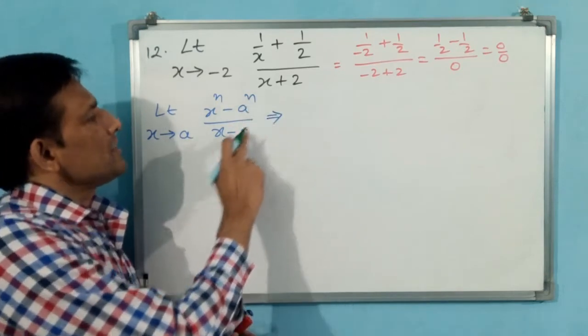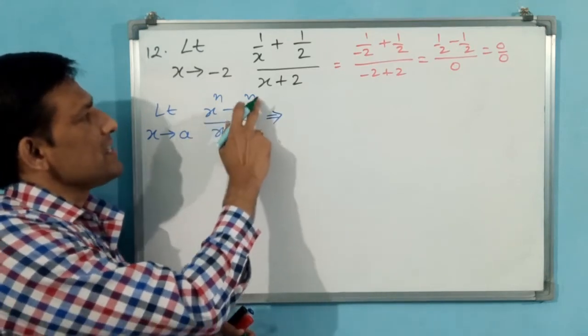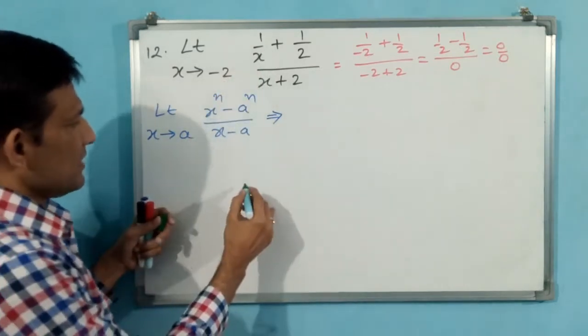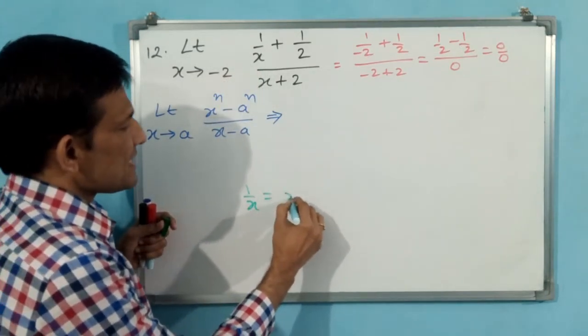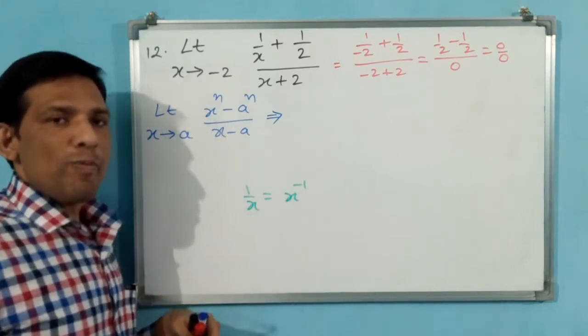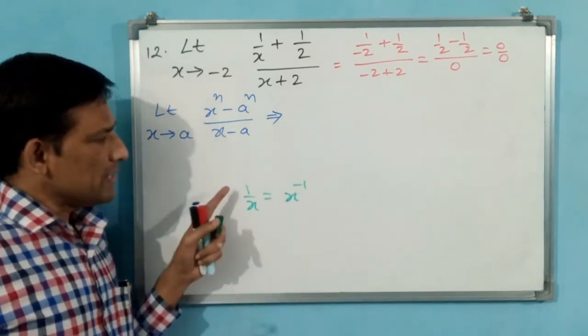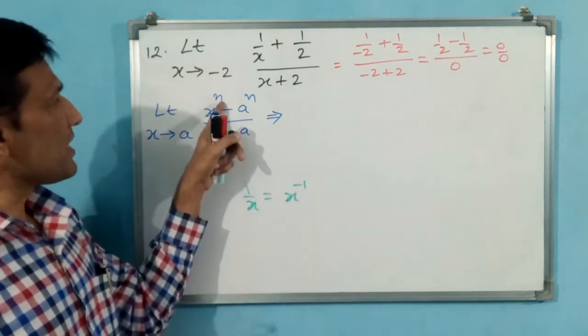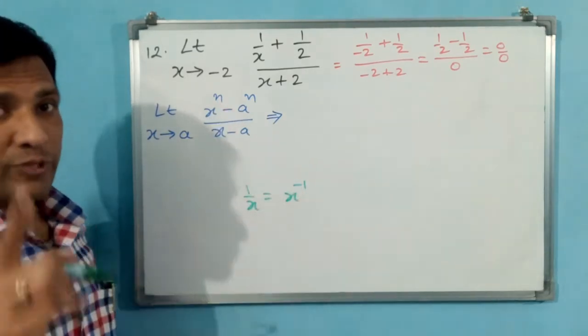Here n is not there in the denominator, but here n is there. How to find n? You see here 1 by x is there. 1 by x you can write as x power minus 1. If you write x power minus 1, automatically n will be minus 1. That you keep in your mind.